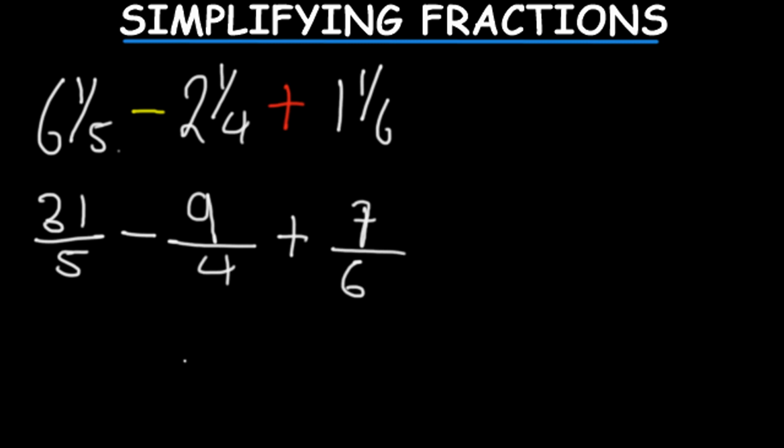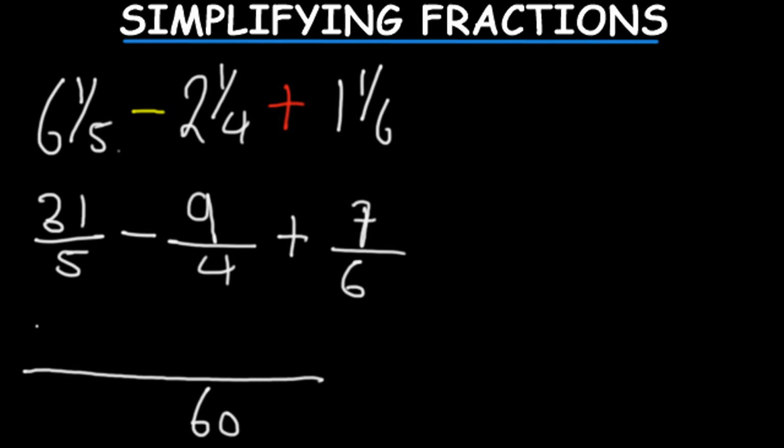Now we need a number whereby 5, 4, and 6 can all go in. So I think 60 is much more preferable. So let's use 60 as the LCM. So 5 can go in 60, that's how much? Let me use my calculator so that I won't write rubbish. So 60 divided by 5 is 12, and 12 times 31 is 372.